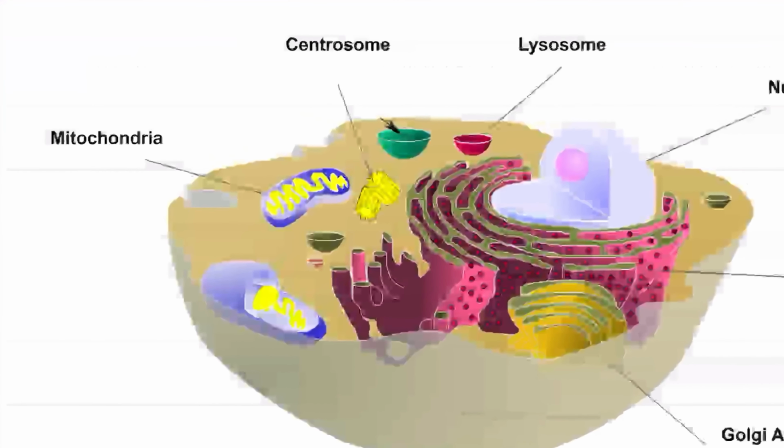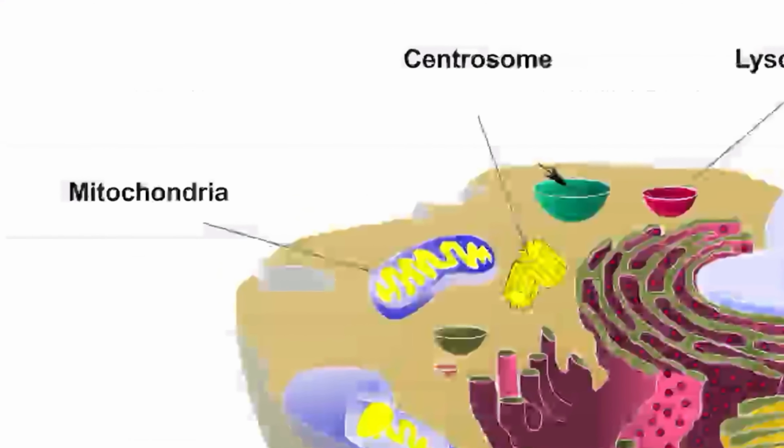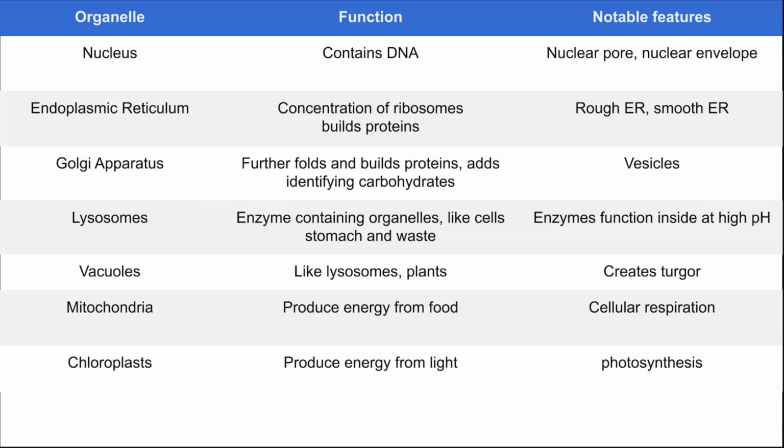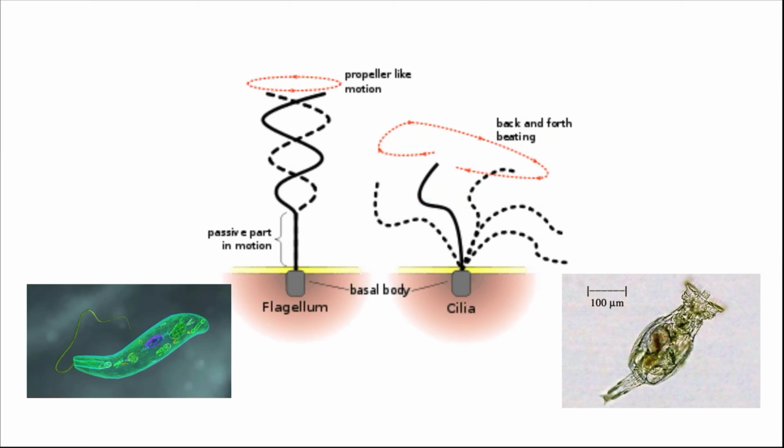Mitochondria perform cellular respiration and provide much of the energy in our bodies. Chloroplasts help produce much of the energy in autotrophic organisms through photosynthesis. Another feature of cellular anatomy is the presence of things like flagellum or cilia. Flagellum and cilia are used in locomotion.